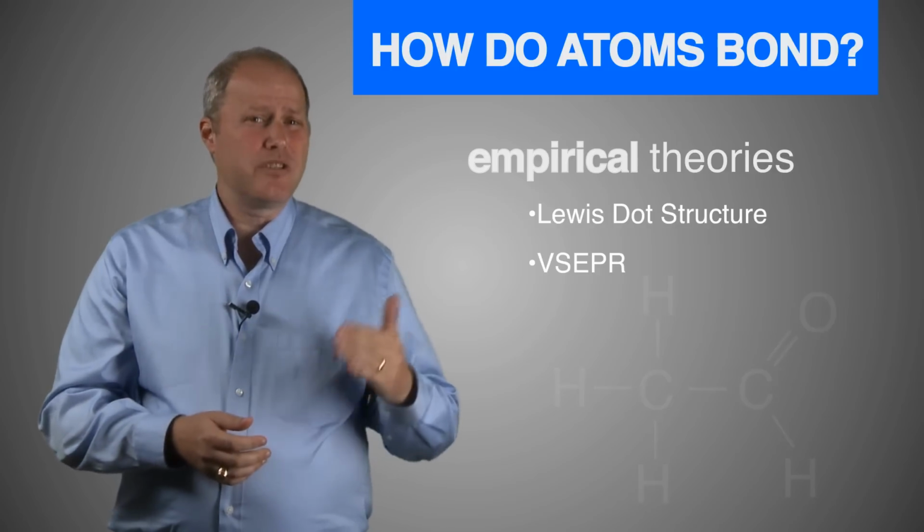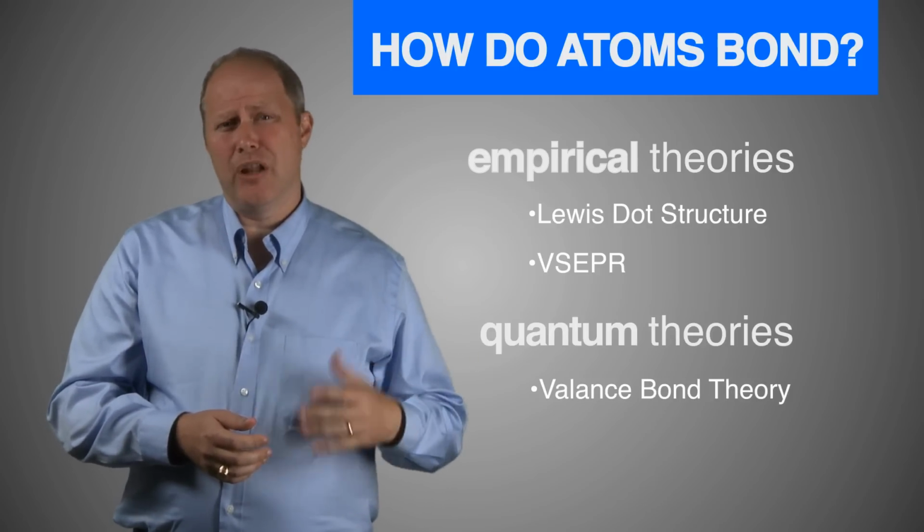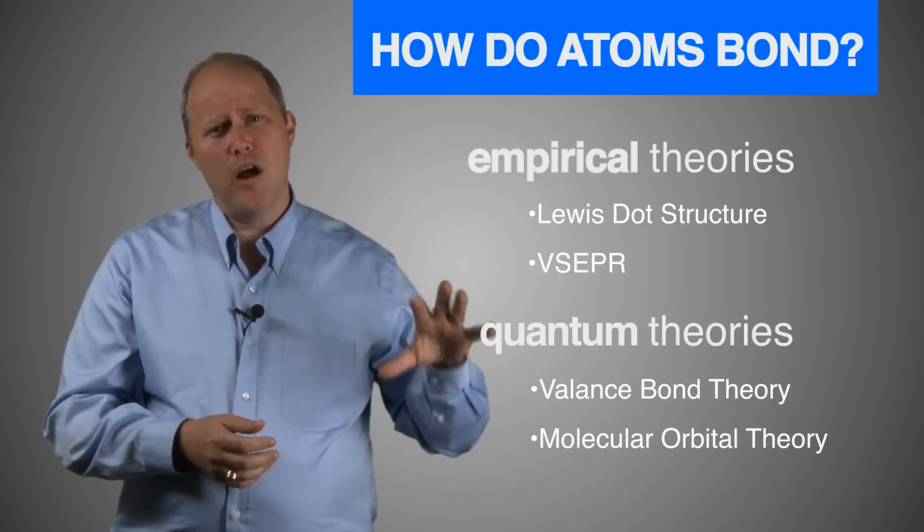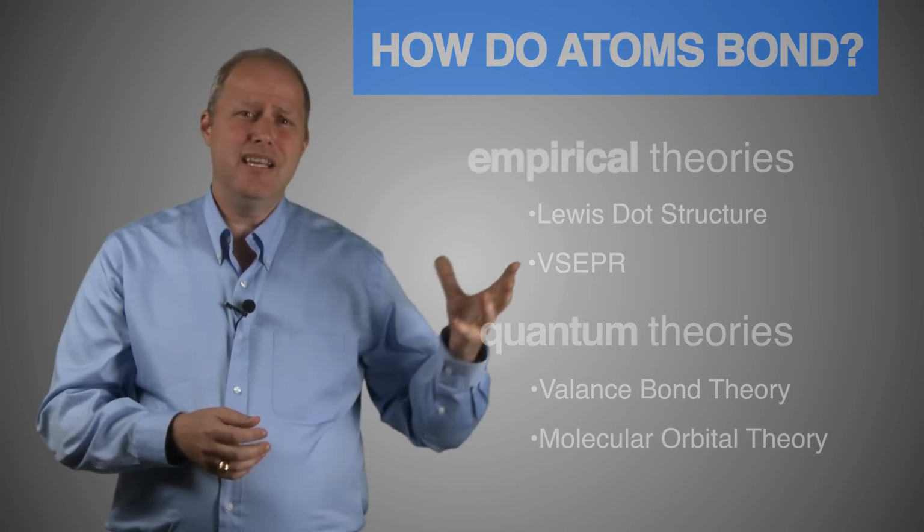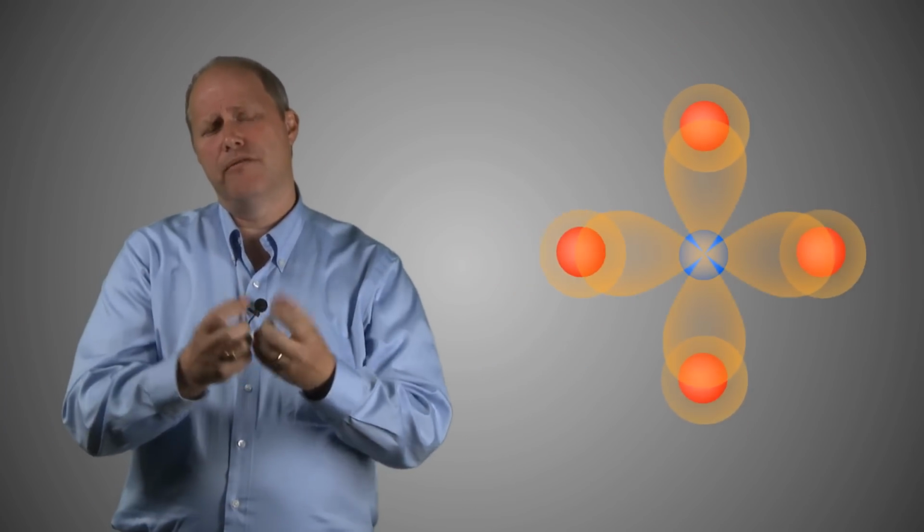We'll also talk about more sophisticated theories, valence bond theory or molecular orbital theory, which have their basis in quantum mechanics, which take the ideas of atomic theory and now bring them into the notion of how is a quantum mechanical bond formed between two atoms.